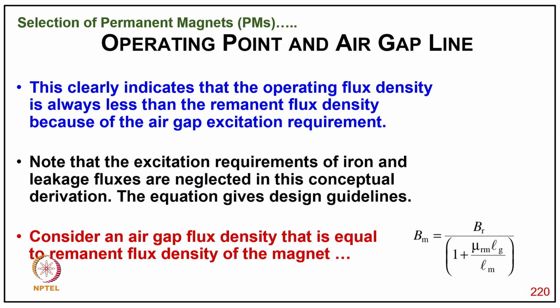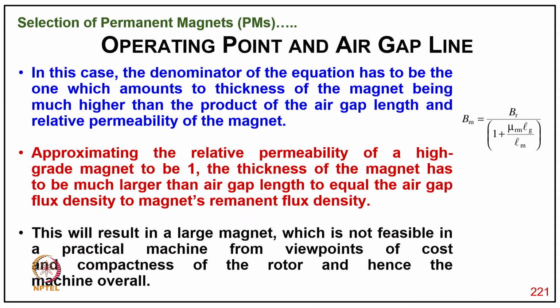So this clearly indicates that the operating flux density is always less than the remanent flux density because of the air gap excitation requirement. Note that the excitation requirement of iron and leakage flux are neglected in this conceptual derivation. The equation gives a design guideline. To make the air gap flux density equal to the remanent flux density of the magnet, Bm equals Br upon 1 plus mu rm Lg upon Lm, the denominator of the equation has to be one, which amounts to the thickness of the magnet being much higher than the product of the air gap length and the relative permeability of the magnet.